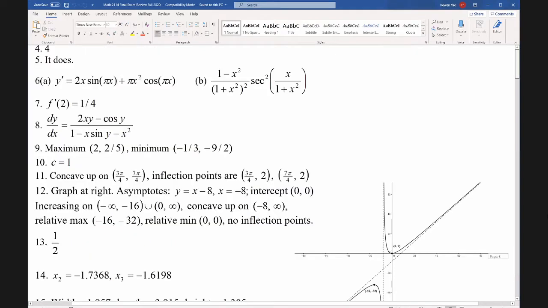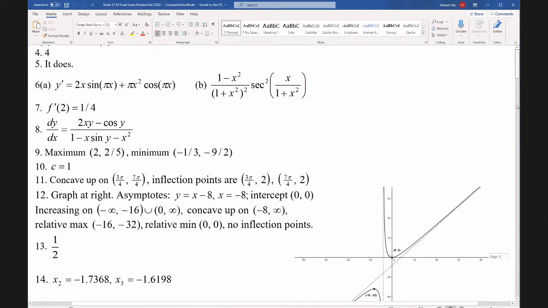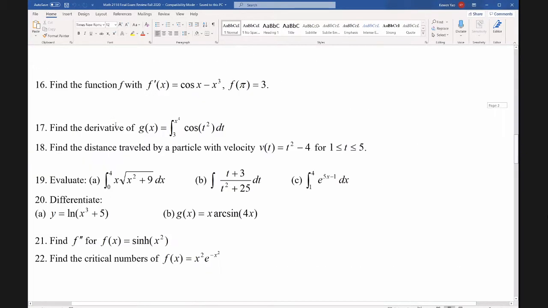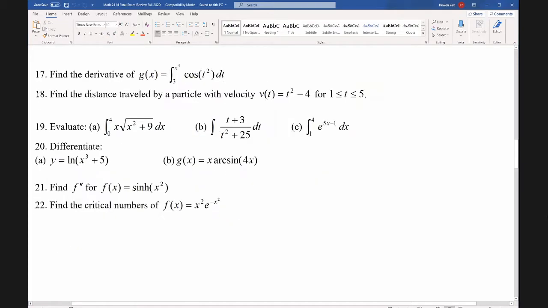Now let's do another one. We have finished a lot of examples, a lot of problems today. Now let's evaluate. This is definite. So we have done number 18, find distance. Now let's do number 19. Evaluate. This is definite. Remember, we have to use substitution method, right? Let's do this first. Use substitution.